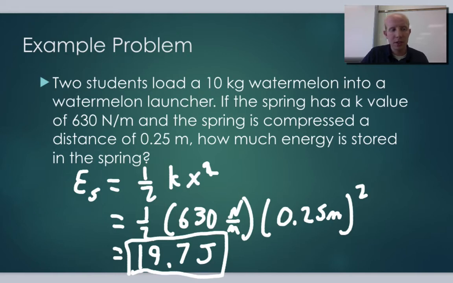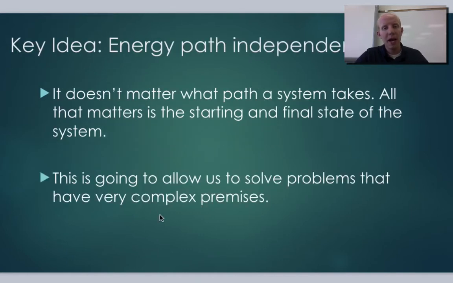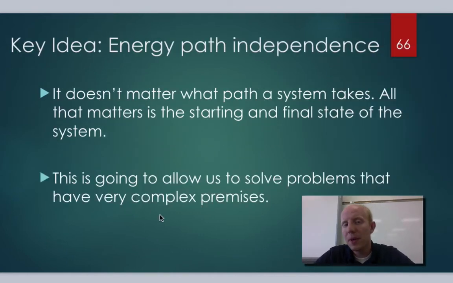How does this relate to energy conservation? Well, just like before when we were doing gravity and kinetic energy and all this stuff, we can use energy of springs in our problems now. And this brings out a really big idea which we'll call energy path independence. Big long phrase, but what it means is it doesn't matter what path a system takes. All that matters is your starting state and your final state in that system. Now that may not seem very powerful right now, but it's going to help us solve some really complex problems. Let me give you an example of why.